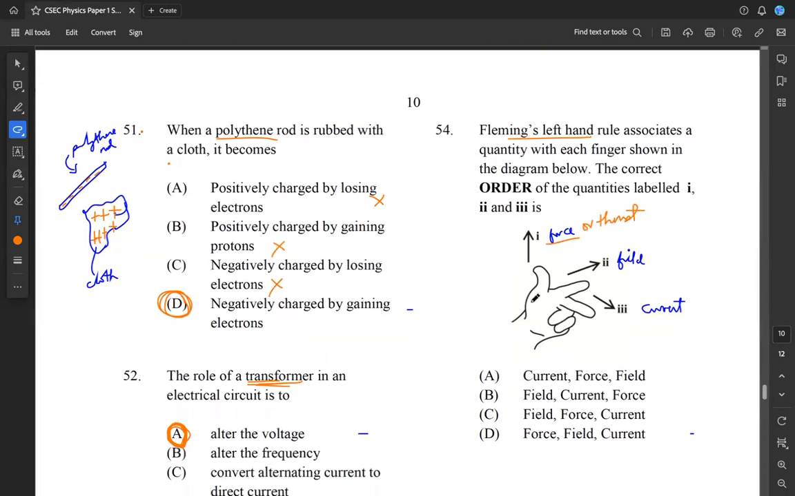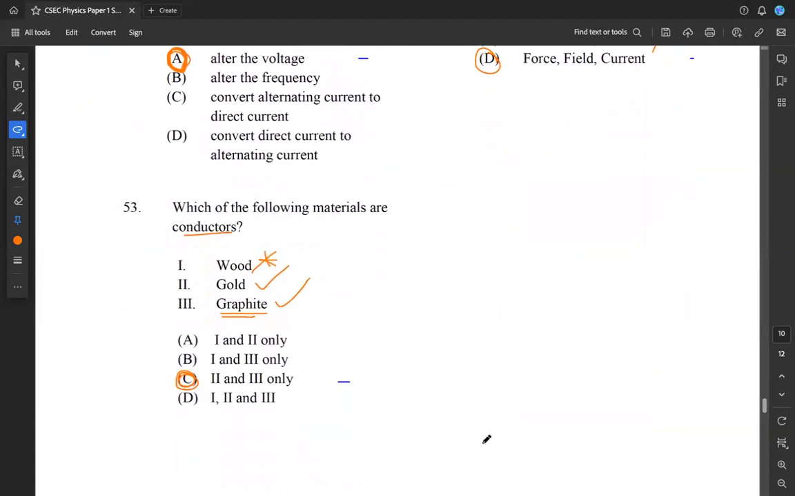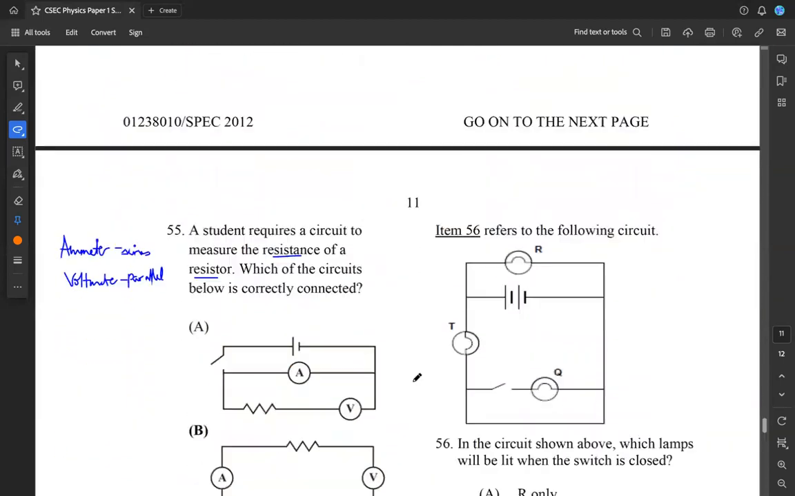So let's look down here and try to match force, field, and current. It's not A, not B, not C, it's D. We're matching force, field for the second one, and then current for the third. So our answer for 54 is D. All right, moving along to question 55.